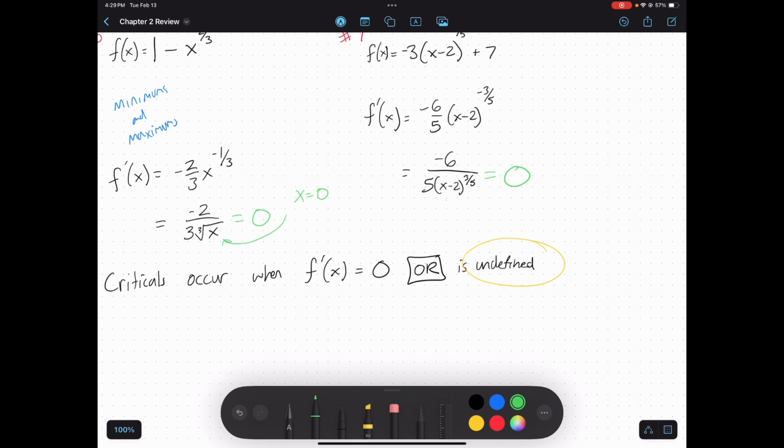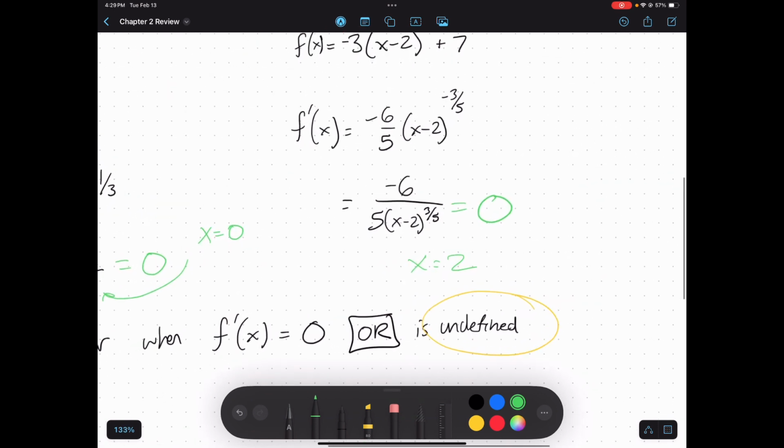Okay? Over here, number 7, what value, if I plug it in, gives me an undefined derivative? Well, it turns out x equals 2 will do that, right? 2 minus 2 gives me a 0 in the denominator, and so my derivative is undefined. So those also count as critical points. Your minimums and maximums, your relative extrema, can occur at these points as well. So something to keep in mind.